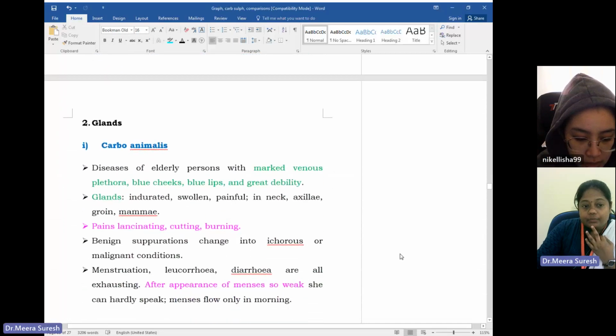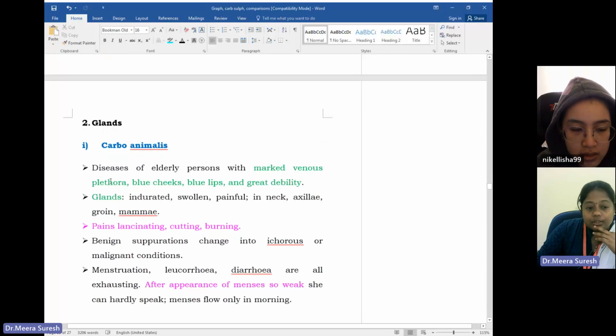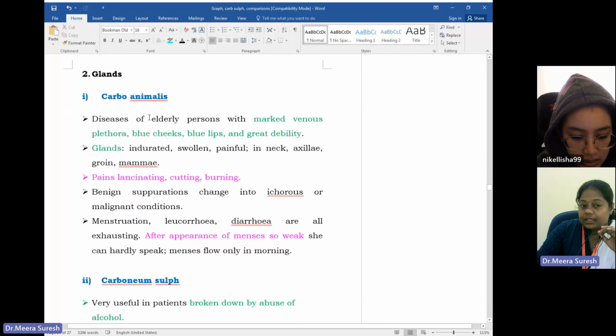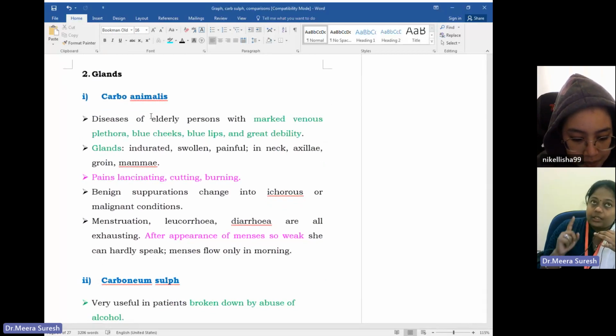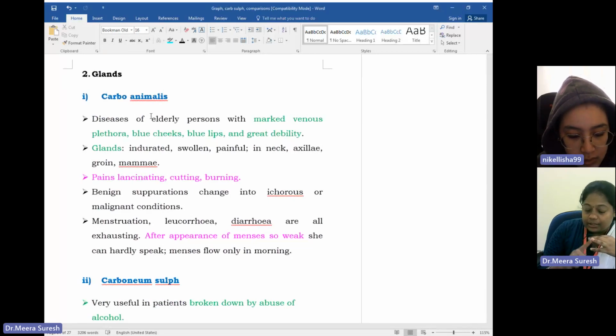We go to the glandular symptoms, starting with Carbo animalis. For the glands, we have a separate set of symptoms in Carbo animalis. I just started with the constitution. Carbo animalis is mostly indicated in the case of elderly persons. And this is another common feature we can see, mostly indicated in elder persons. We go for Carboneum sulfuratum too, but still elderly people are indicated.